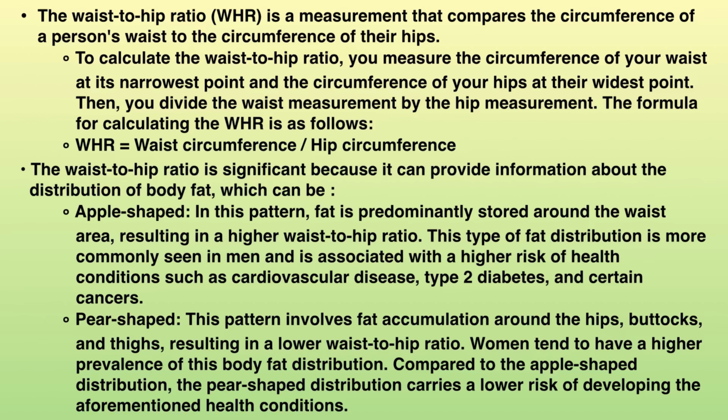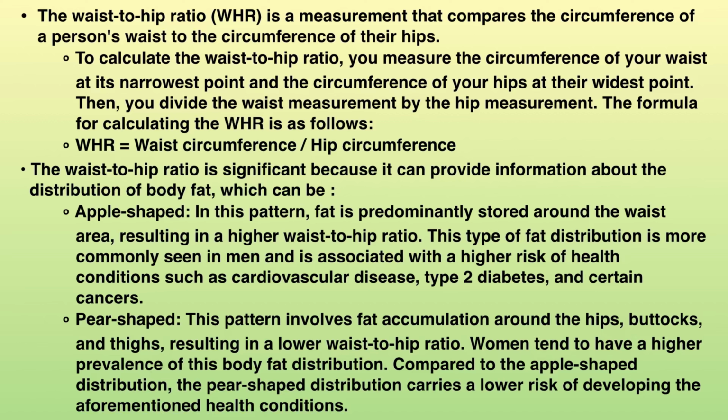The waist to hip ratio is a measurement that compares the circumference of a person's waist to the circumference of their hips. To calculate it, you measure the circumference of your waist at its narrowest point and the circumference of your hips at their widest point. Then you divide the waist measurement by the hip measurement. The formula is as follows: WHR is equal to waist circumference divided by hip circumference.